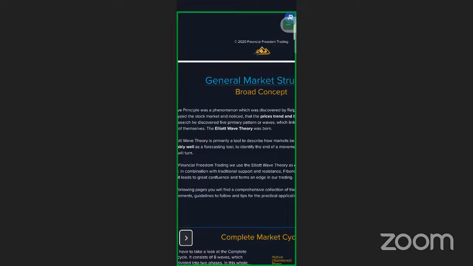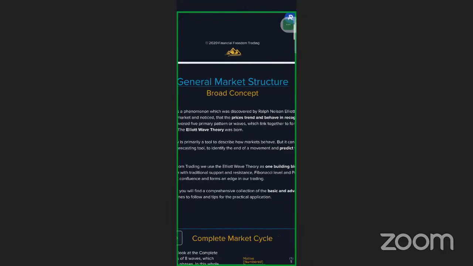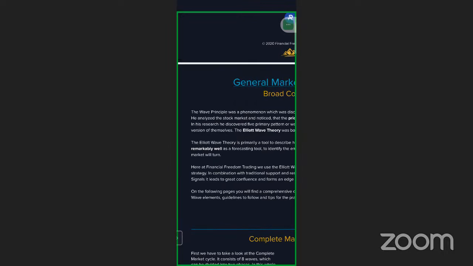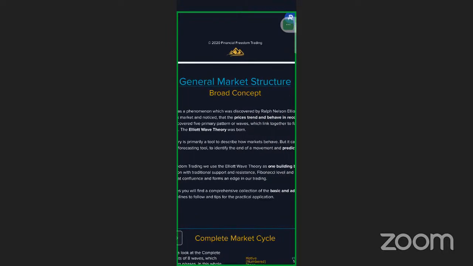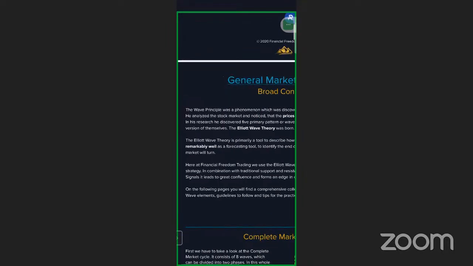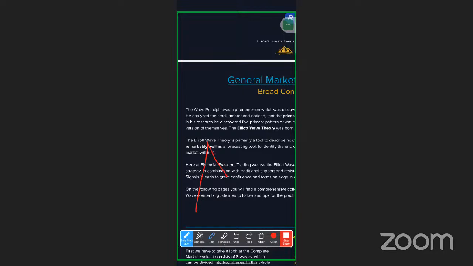The wave theory is a primary tool that describes how the market behaves, but it can also be used remarkably as a forecasting tool to identify the end of a movement and predict where the market will return. For example, if this was wave 1 and this is wave 2, I can say wave 3 is usually longer than wave 2. So with that formation, I can predict where I expect wave 2 to be. So it helps you to identify and forecast on the market.